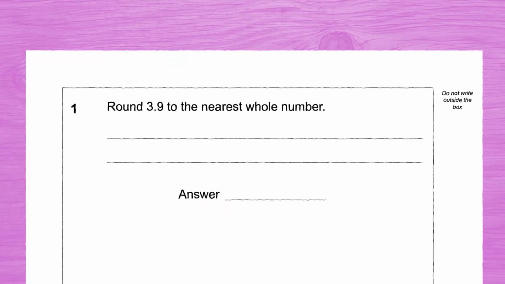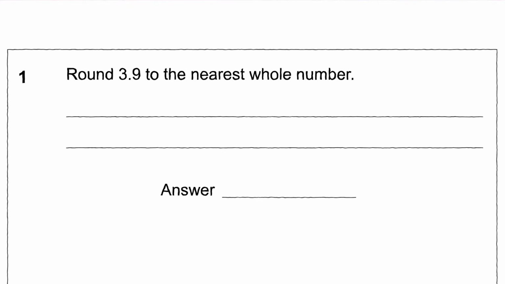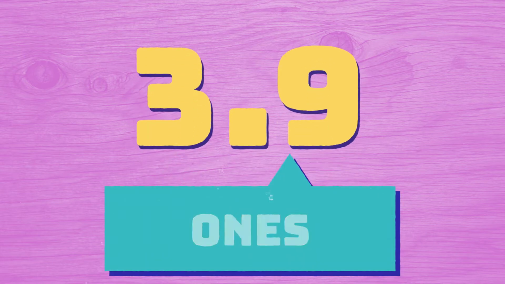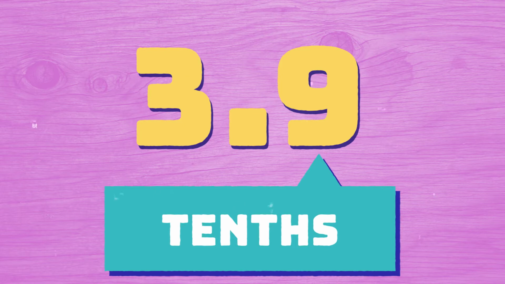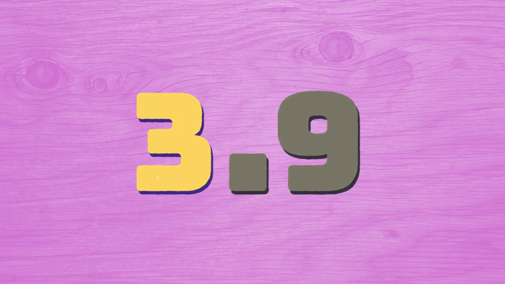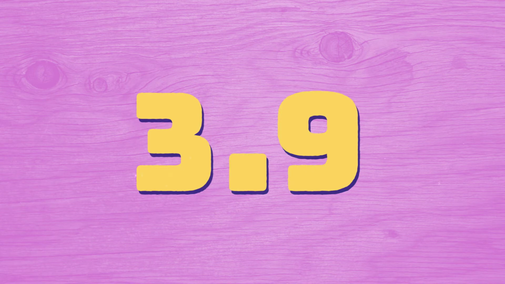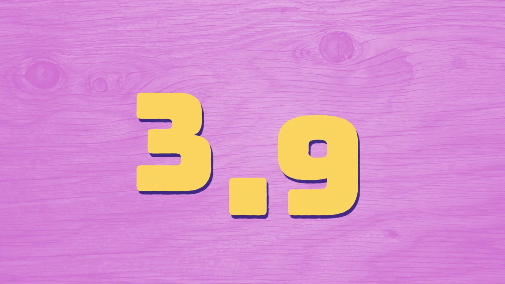Can you round 3.9 to the nearest whole number? Well, first let's look at the number we have, 3.9. It has a 3 in the ones column and a 9 in the tenths column. To round to the nearest whole number, we need to get rid of the tenths column. So we either end up with 3 or 4 in the ones column. And that's it. So we need to figure out whether the 9 should be rounded up or rounded down.